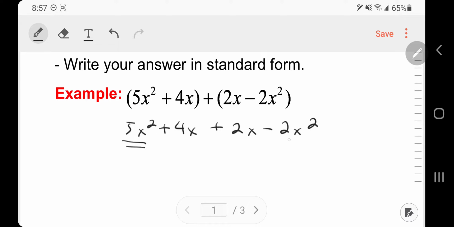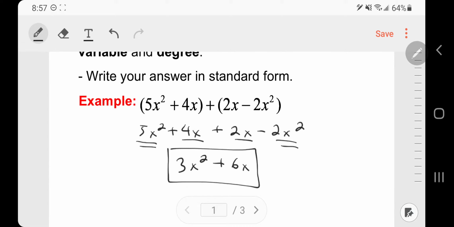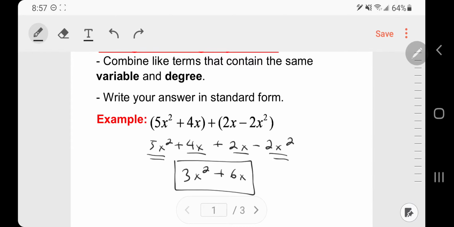So I see we have a couple of x squareds here, so I have 5x squared minus 2x squared, which is going to give me 3x squared, and then I have a 4x and a 2x, so that's going to give me a 6x. And again, that's all you have to do there. That's in standard form. So again, 2 is the larger exponent. That's why I put it on the left. All right, let's take a look at another one.